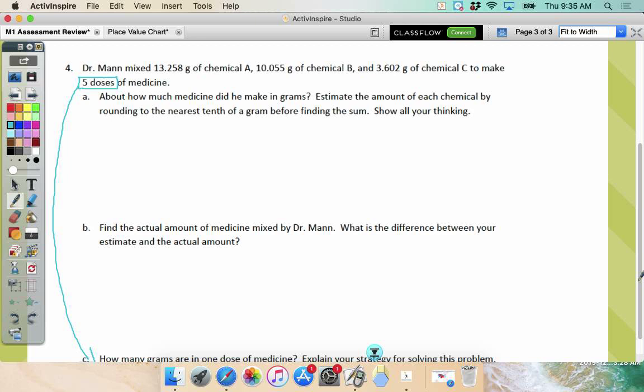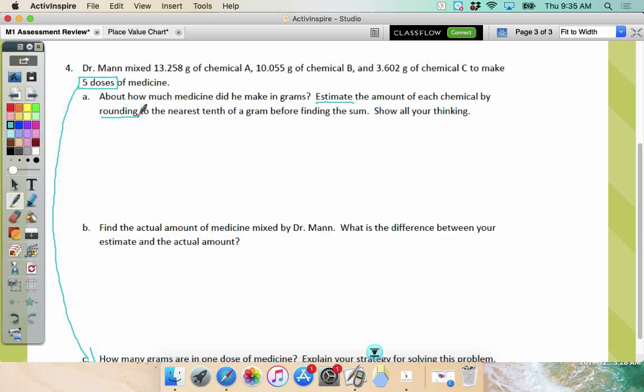All right, so now let's read the first thing we have to do. Okay, so I'm reading by A. Where should your eyes be? About how much medicine did he make in grams? Estimate the amount of each chemical by rounding to the nearest tenth of a gram before finding the sum. Show all your thinking. Oh my goodness. So we've got to estimate. How do we estimate in 5th grade? It's an educated guess. No, it's not. Not in 5th grade. What do you have to do?